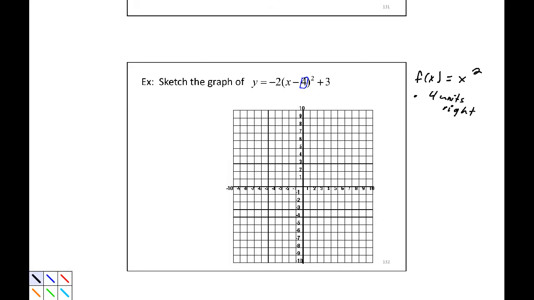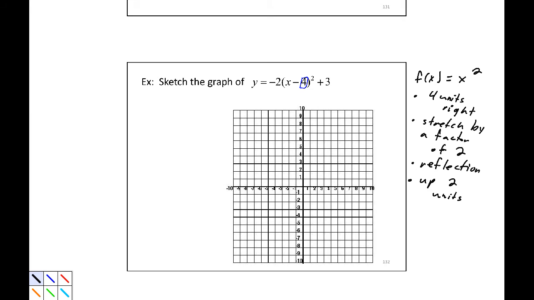Next, we would look at a vertical stretch. So vertical stretch, we have a factor of 2. Stretch by a factor of 2. Next, we have a reflection, because we have that -2. And last, we have a vertical shift up 3 units.